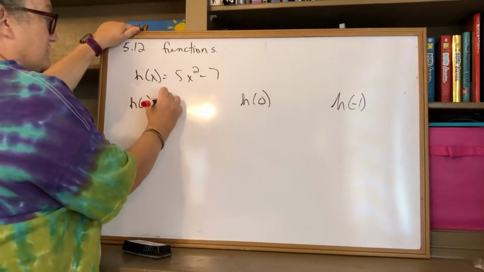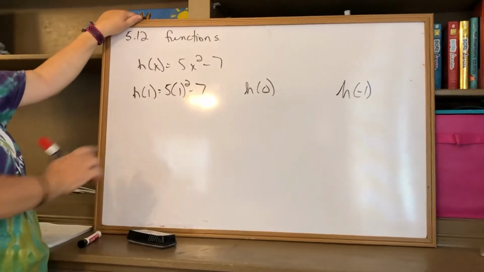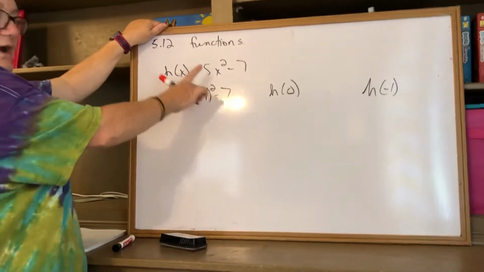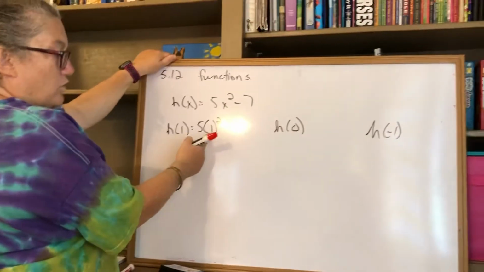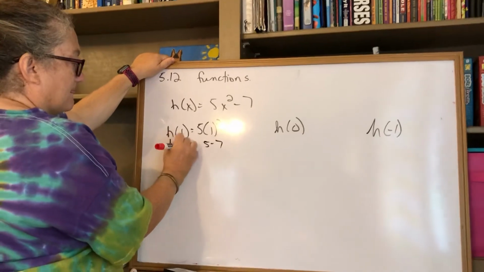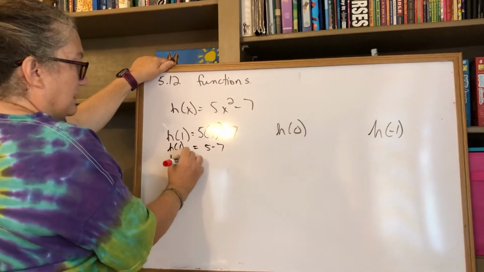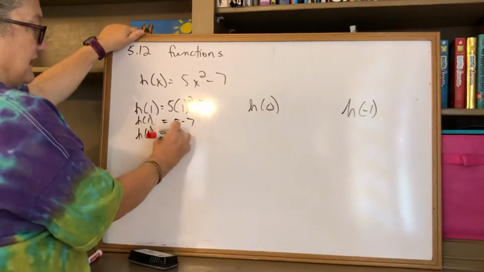So we're going to substitute in our value. Here's 1. We put 1 wherever there's an x. So then this would be 5 times, what's 1 squared? 1. 5 times 1 is 5 minus 7. H of 1 equals negative 2.